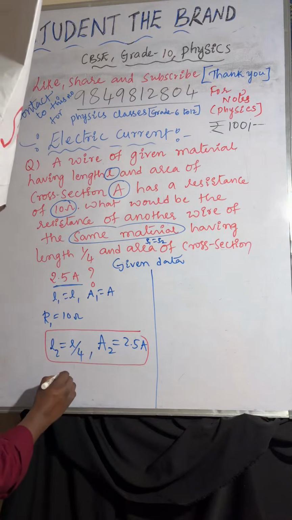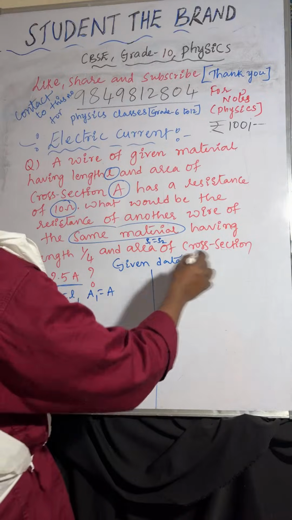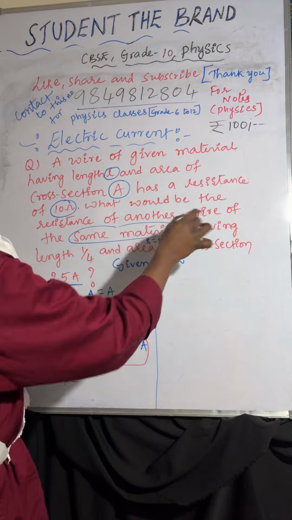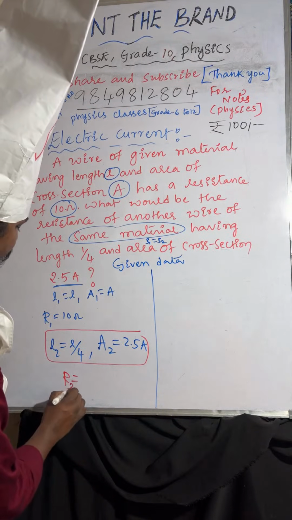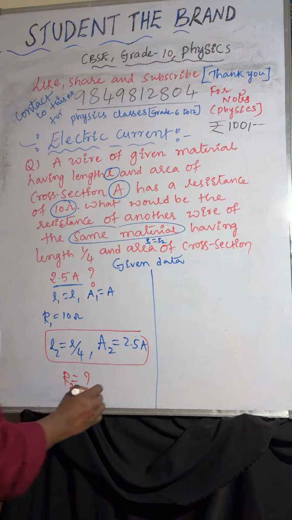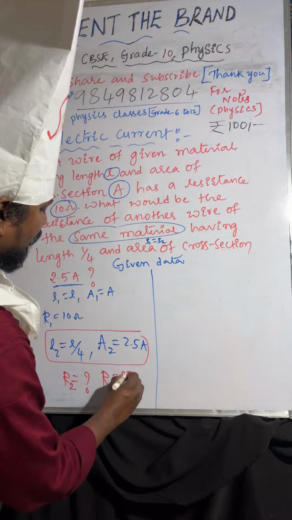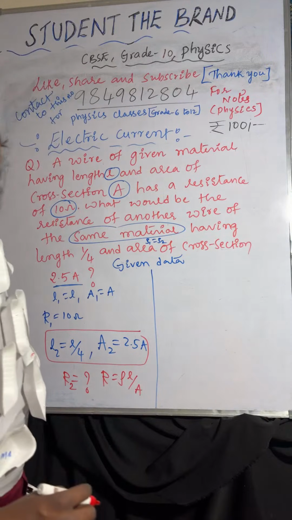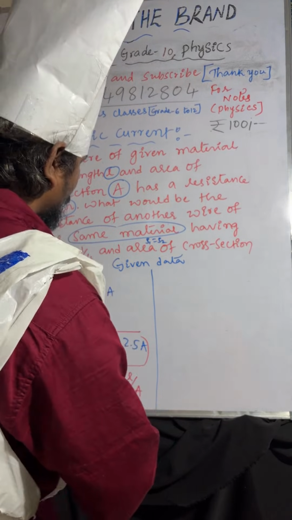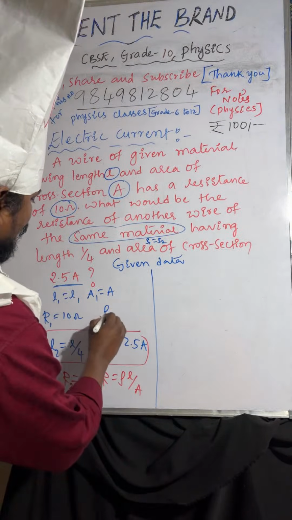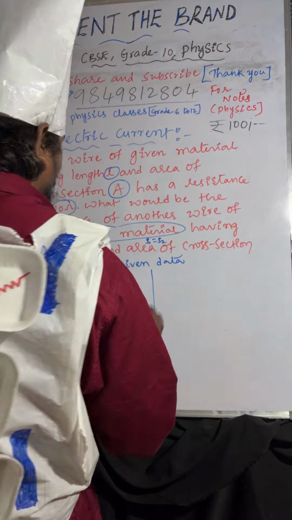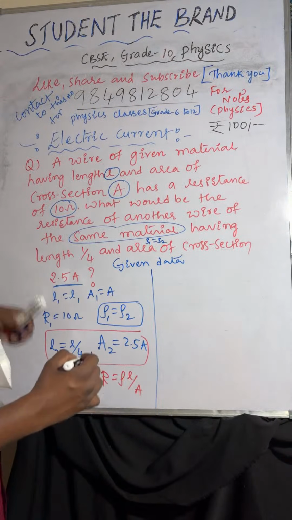So the formula is R equal to, what they are asking to find out is the resistance of another wire. So we have to find out R2. We know that R equal to rho into L by A. Anyway, resistivity is same, so rho 1 equal to rho 2. Material is same, that's why rho 1 equal to rho 2.